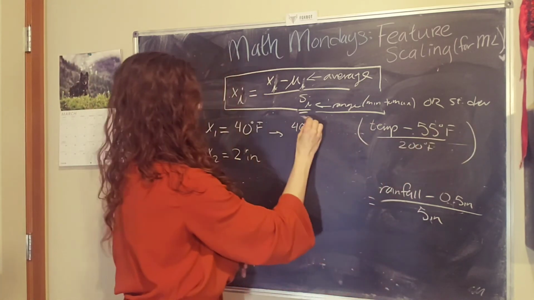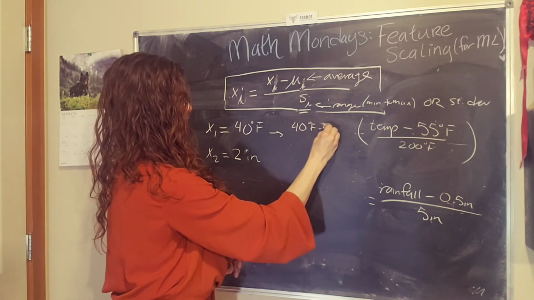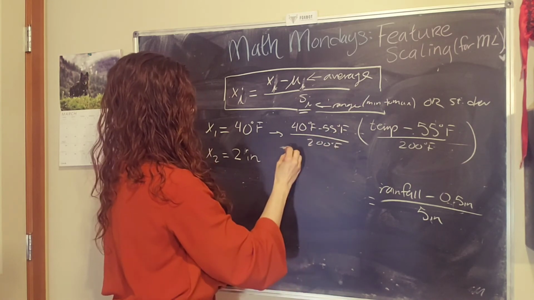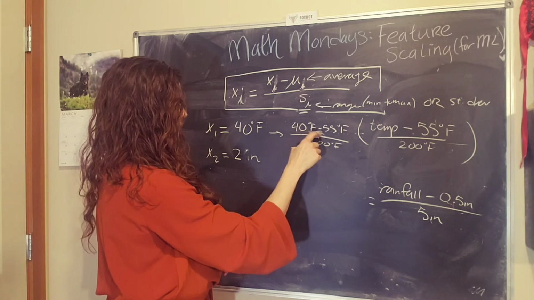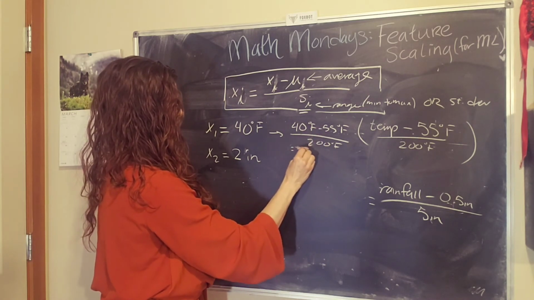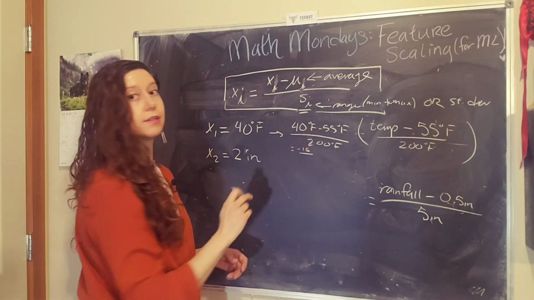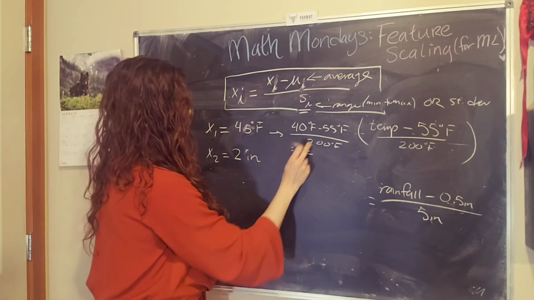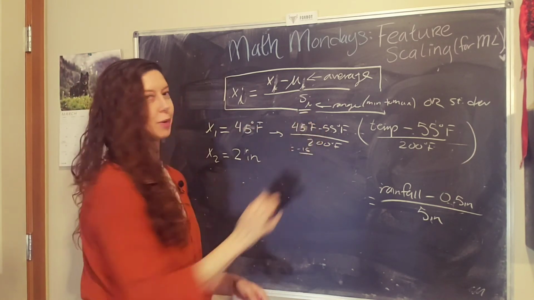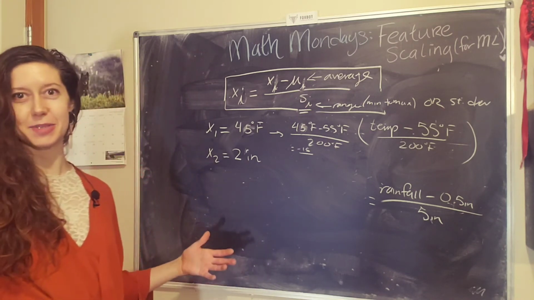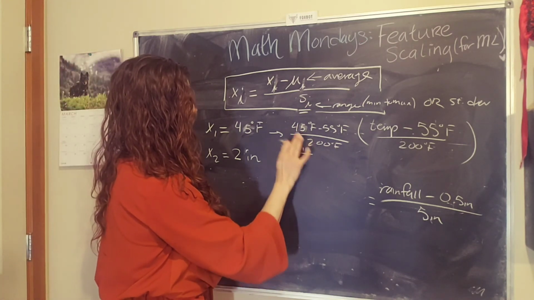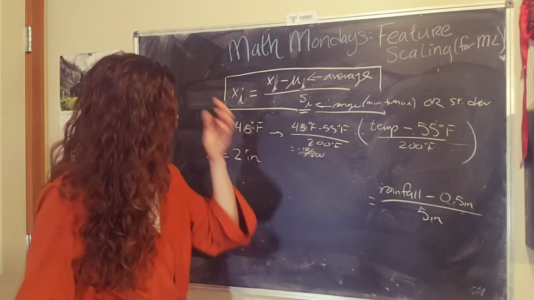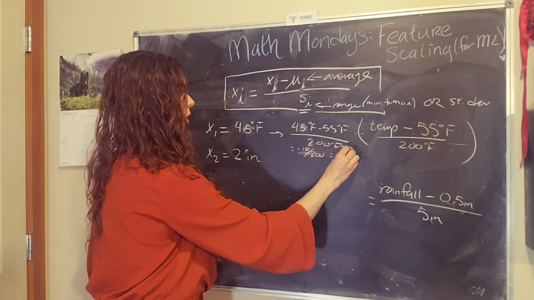So we have 40 degrees Fahrenheit minus 55 degrees Fahrenheit divided by 200 degrees Fahrenheit. And this is going to equal 40 minus 55 is negative 15 divided by, actually, you know what, I'm going to change this to make my math a little easier. This is the sneaky part about doing demonstrative purposes. I can change my data because my data is made up. Okay, so 45 minus 55 is negative 10 divided by 200. The units cancel. So we end up with negative 1 over 20.